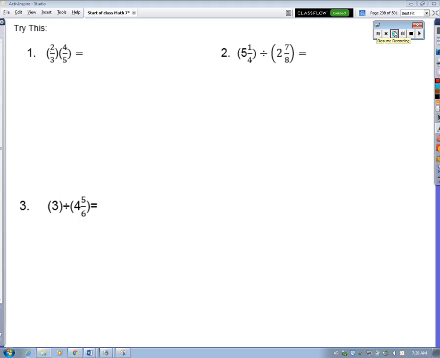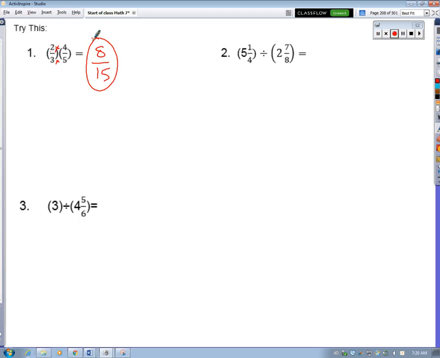All right, problem number 1 of the try this. Okay, we've got a simple multiplication problem. 2/3 times 4/5. Okay, so I don't really see any place to simplify, so let's just go into our steps here. Multiply across the top, we've got 2 times 4 equals 8. 3 times 5 equals 15. And that's as far as you can reduce it down, so that's our answer right there.